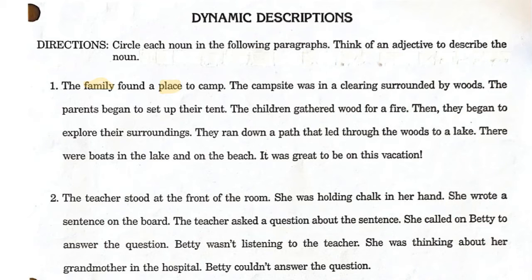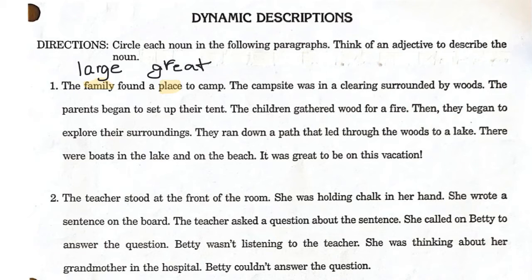So the word family is a noun. Above family, I am going to put the large family found a place to camp. I've got to describe the place. A word I think of when I'm going somewhere to camp is great, and that was supposed to be an R, a great place to camp.